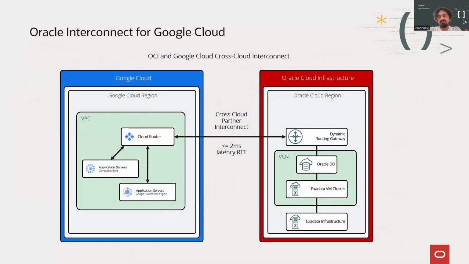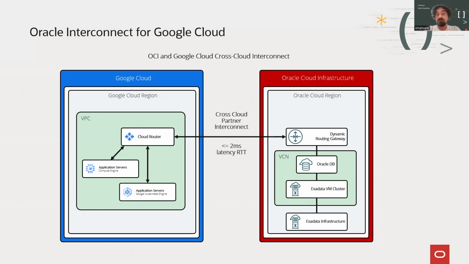In this slide, you see a logical, I would say, layer 3 application view of what the Oracle Interconnect for Google Cloud is. I'm going to quickly explain the leftmost part, the blue part, the Google Cloud part. There's a Google Cloud region, and we have a VPC. The VPC is global, of course, in Google Cloud. In this example, though, we're looking at regional components. Imagine you have your application servers, could be Compute Engine, could be GKE, in every region covered by Google Cloud.